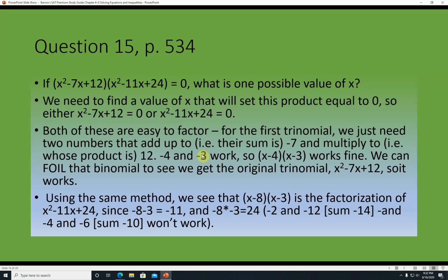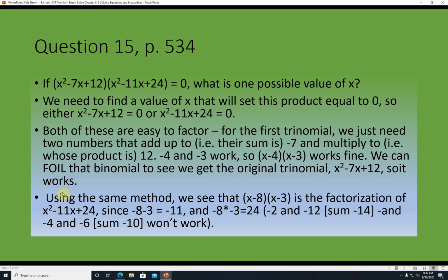So negative 4 and negative 3 work because negative 4 plus negative 3 is negative 7, and negative 4 times negative 3 is 12. So let's just write x minus 4 times x minus 3. That works just fine. We can use FOIL to get the original trinomial. x squared first, outer minus 3x, inner minus 4x, and then 4 times 3 is 12. So x squared minus 7x plus 12. And so it works. That's not a new word called "soit", that's just me missing a space. Sorry about that. Didn't notice that mistake till just now.